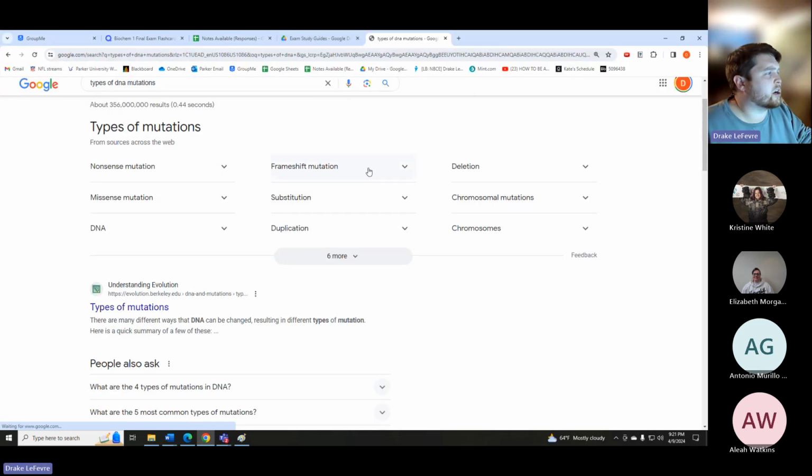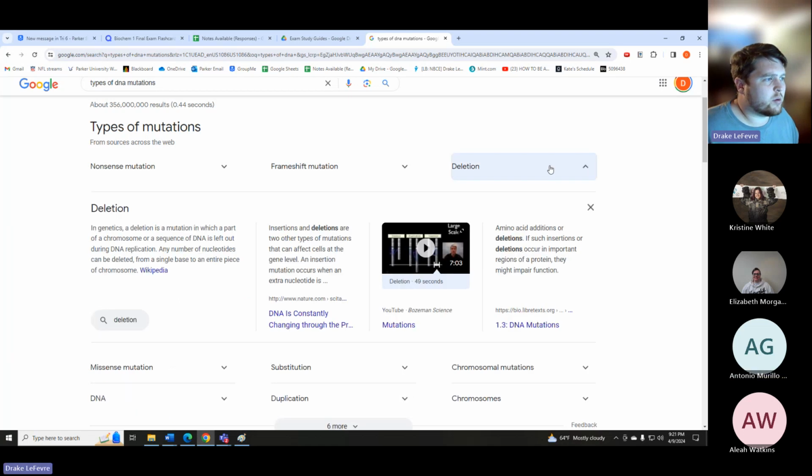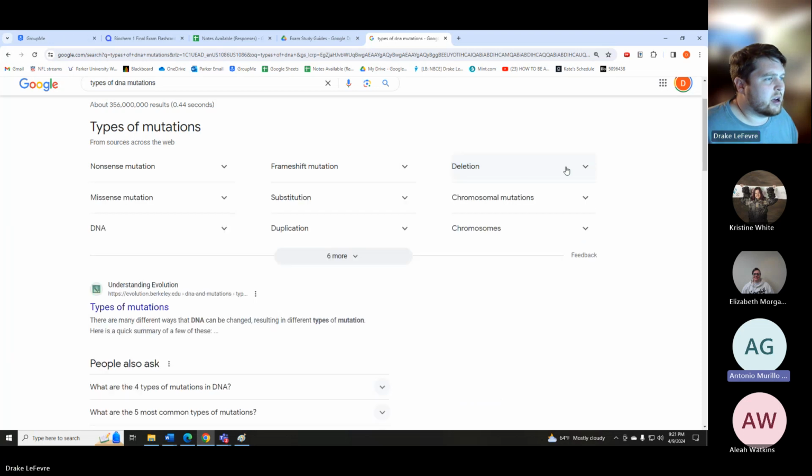There's a decent chunk of them. You might recognize some of these: nonsense mutation, missense, frame shift, substitution, duplication, deletion. Those are the big ones. A deletion is exactly what it sounds like: one of the base pairs gets deleted. A substitution, one of them gets changed out.